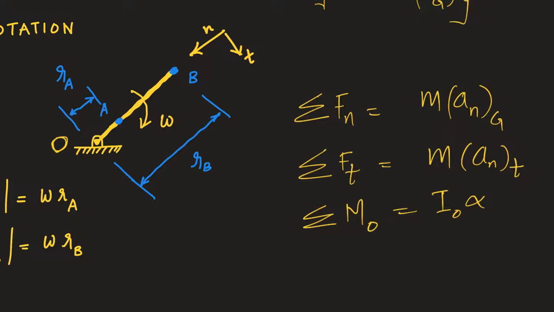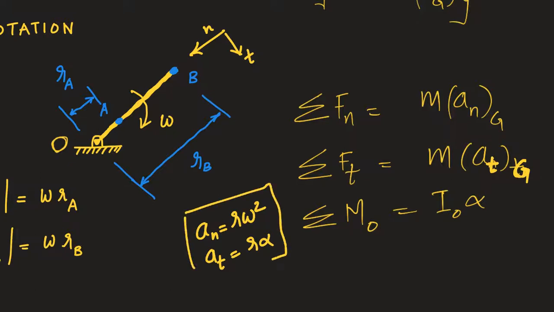Ft, the summation of forces in the tangential direction, is equal to mass times the acceleration in the tangential direction of the mass center. For circular motion, you would have learned that an is r omega square and at is r alpha, where r is the radius of the point of interest, omega is the angular velocity and alpha is the angular acceleration. I won't get into the details of those things again. These are to be taught as part of dynamics or your engineering mechanics.